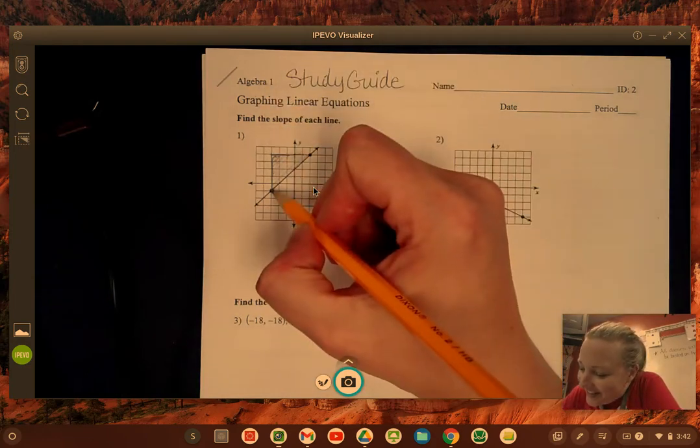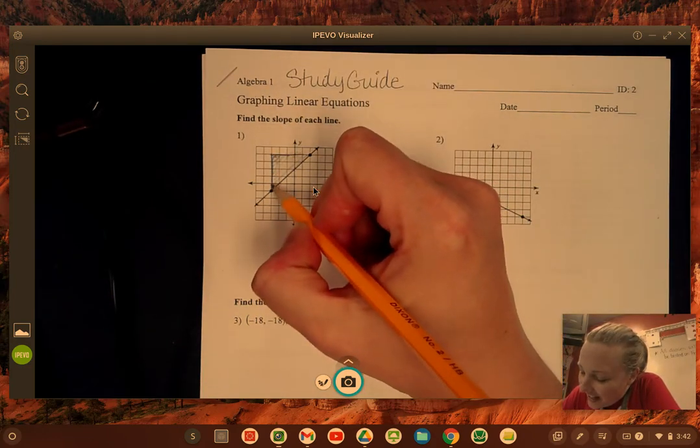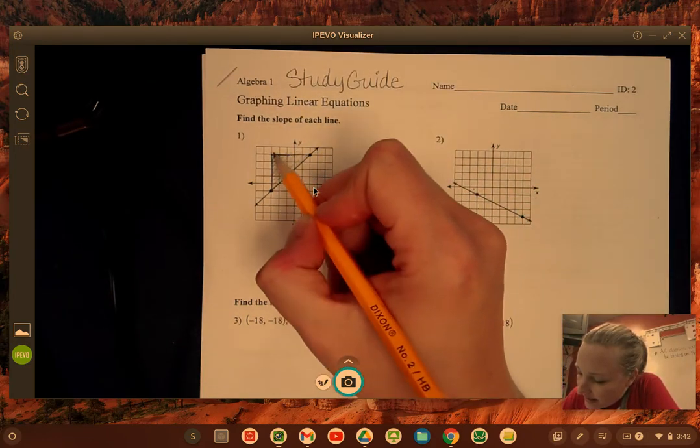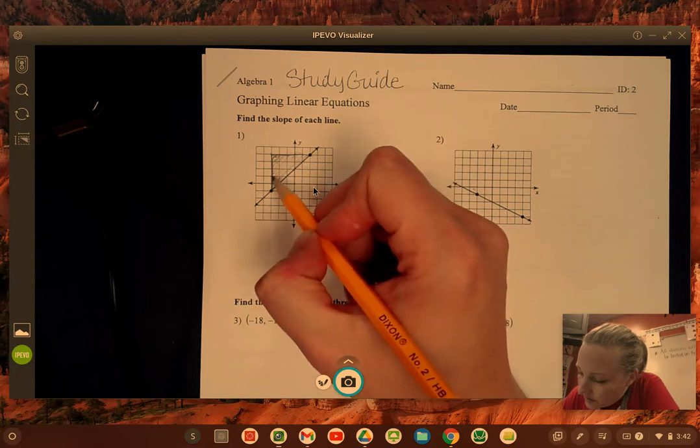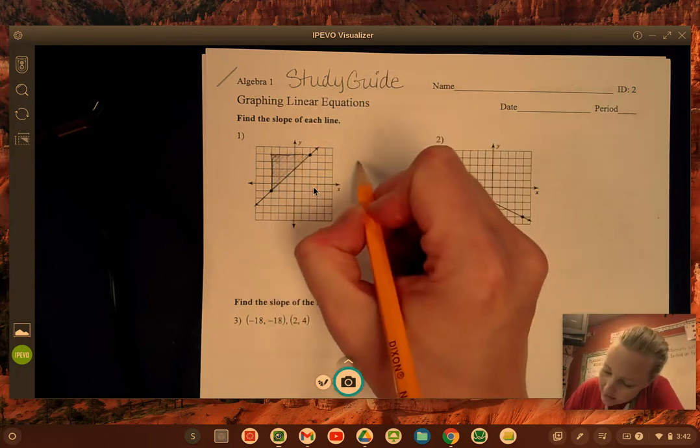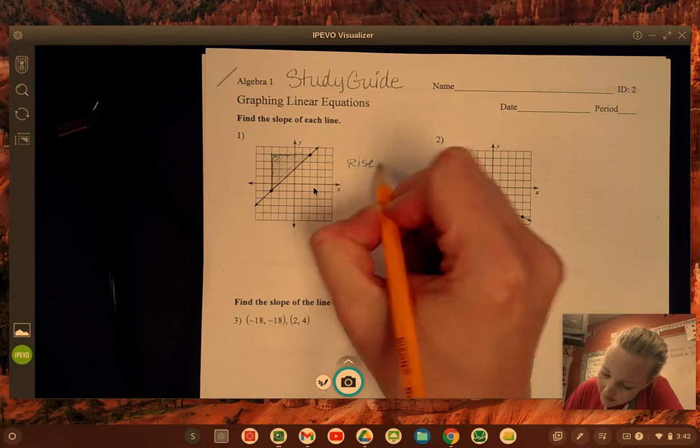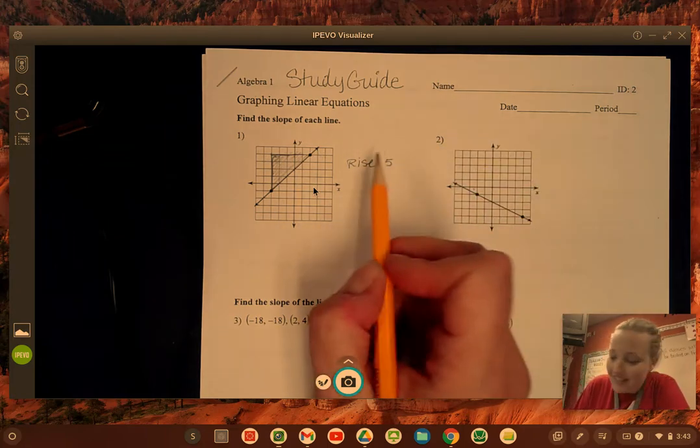All right, so we're going to count for slope here. Rise over run. 1, 2, 3, 4, 5. Rise, 5.